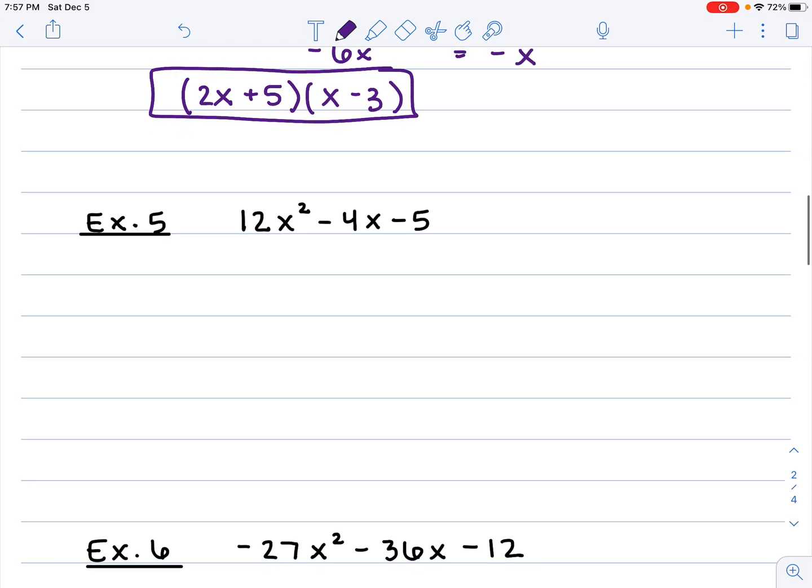All right, example 5 is a little bit more difficult. The reason behind example 5 being more difficult is that the first term is 12x squared. You're going to have multiple things that multiply to 12x squared. So I'm looking at making my parentheses here.